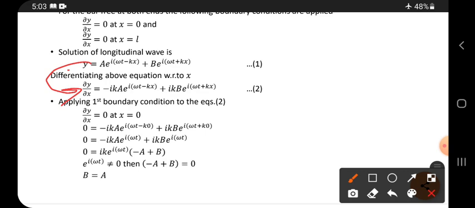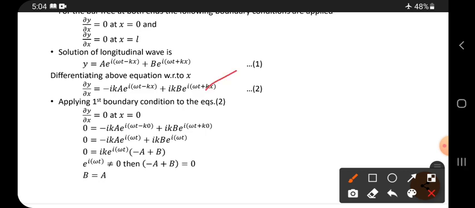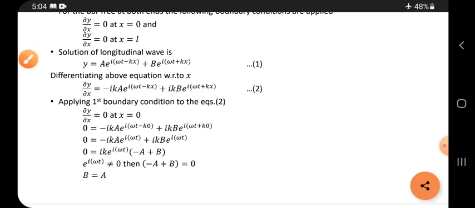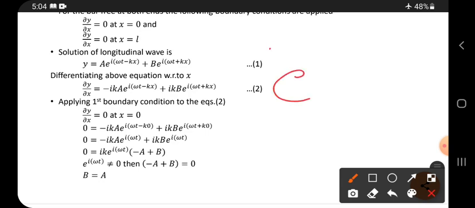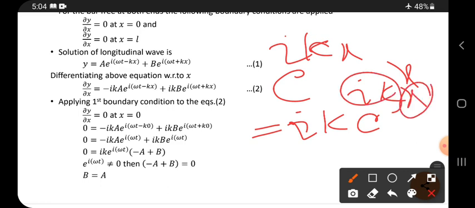In a e^(i(ωt − kx)), on differentiation only the x coefficient comes down. The x coefficient is −k times i, so −ki. Similarly, on this side, +ki. Why? Because the differentiation of e^(ikx) with respect to x can be written as ik e^(ikx). Whatever coefficient we have on x comes down.